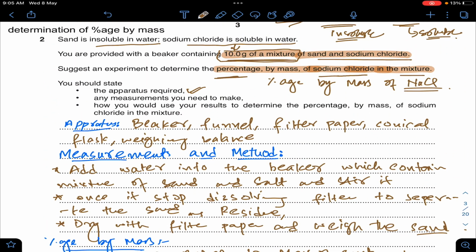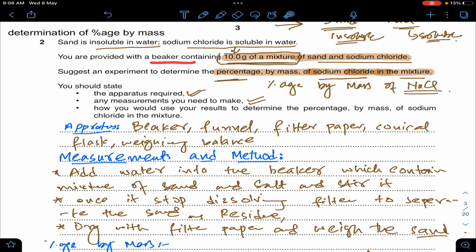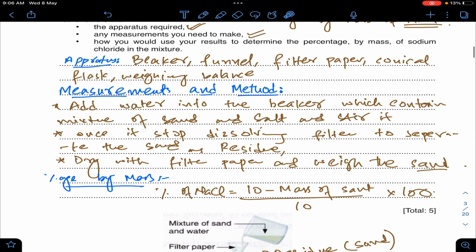So we have discussed the apparatus. Next part is the measurements you need to make. So we'll write measurements and method or procedure. So what is the procedure? Add water into the beaker which contains the mixture, because they have already told you that you have a beaker containing the mixture. So add water into the beaker which contains mixture of sand and salt, and stir it so that salt dissolves into water. Once you get the idea that it isn't dissolving anymore, that means all the salt has been dissolved. So once it stops dissolving, filter to separate the sand as residue.